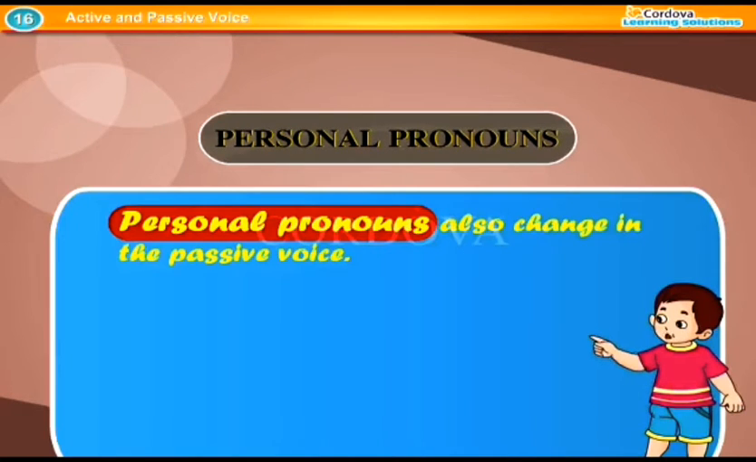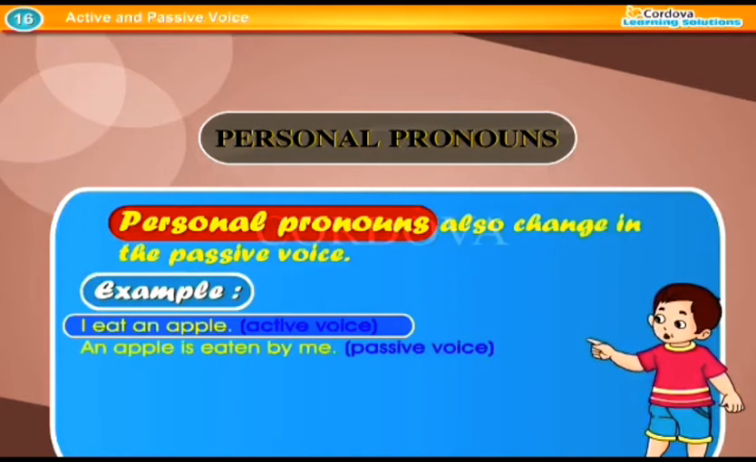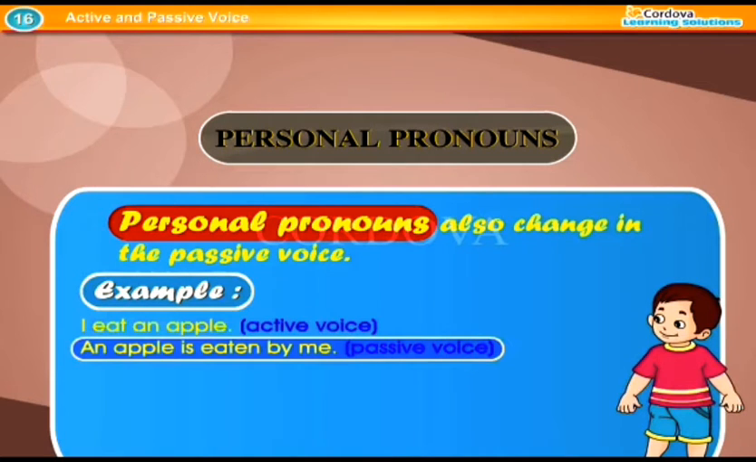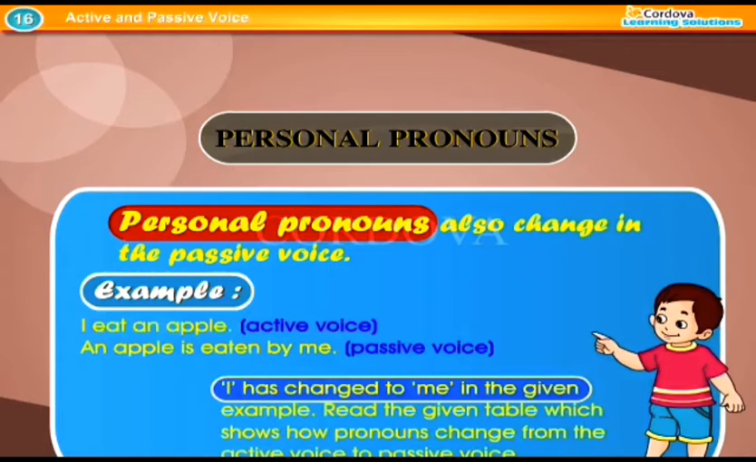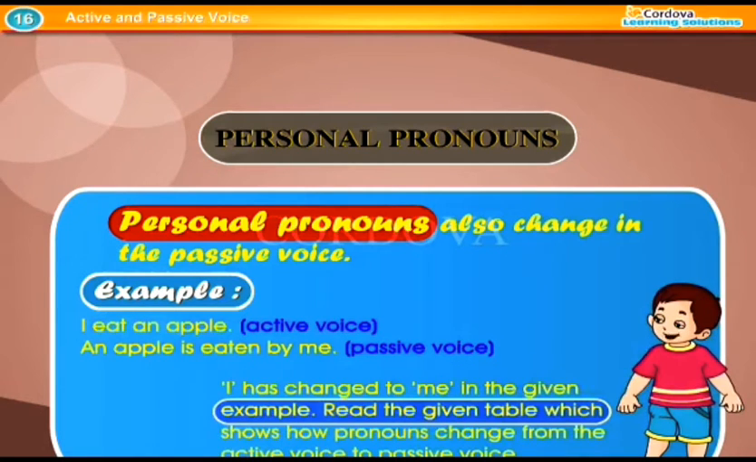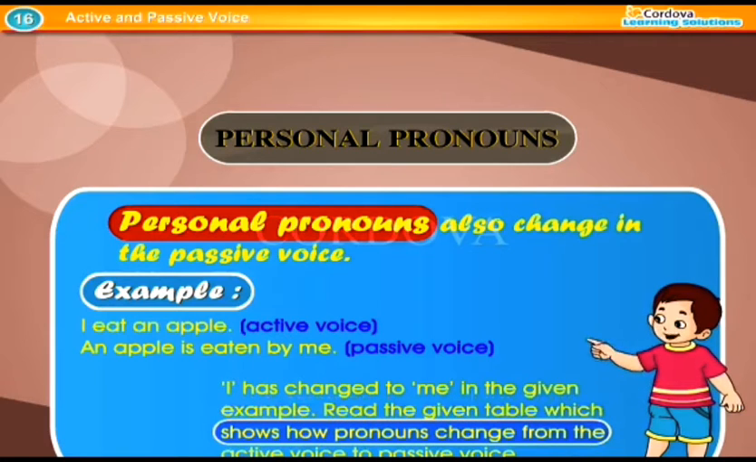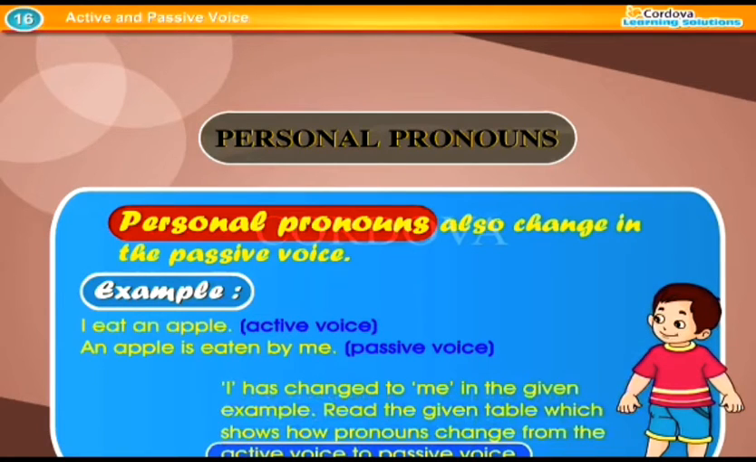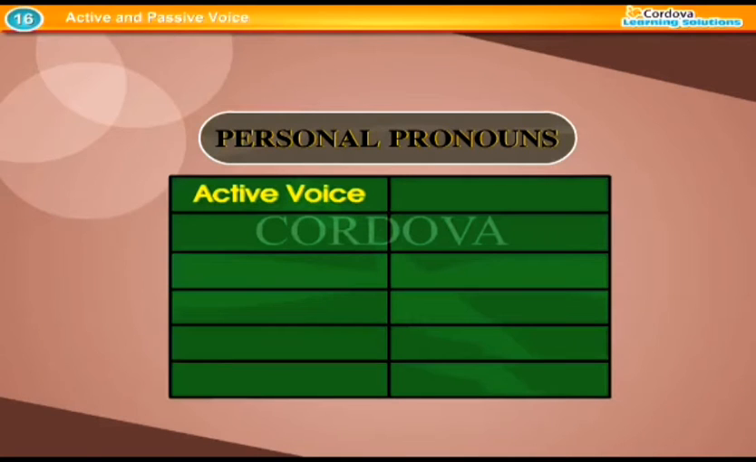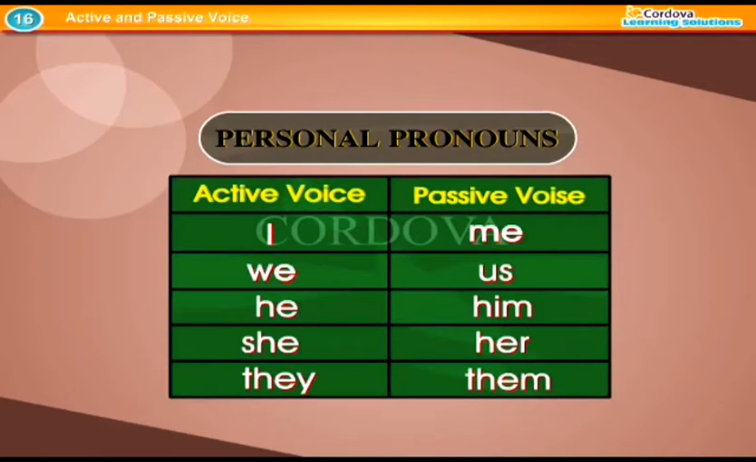Personal pronouns. Personal pronouns also change in the passive voice. Example, I eat an apple. Active voice. An apple is eaten by me. Passive voice. I has changed to me in the given example. Read the table which shows how pronouns change from the active voice to passive voice. Active voice, I. Passive voice, me. Active voice, we. Passive voice, us. Active voice, he. Passive voice, him.